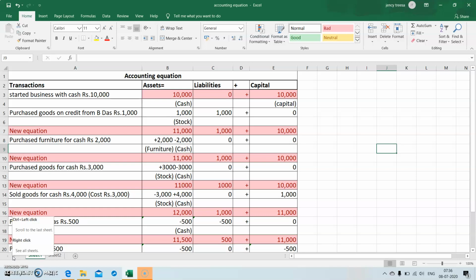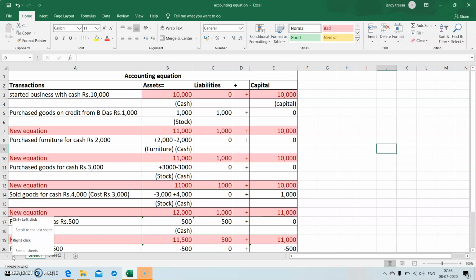But when you do it in your notebook, you can just add it along with liabilities or capital, wherever you may put that plus sign. You need not have a separate column for plus. So assets is equal to liabilities plus capital.